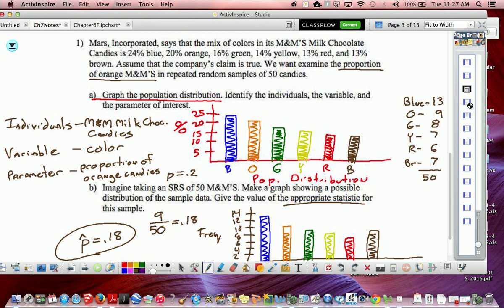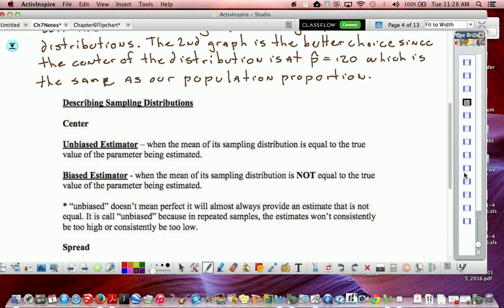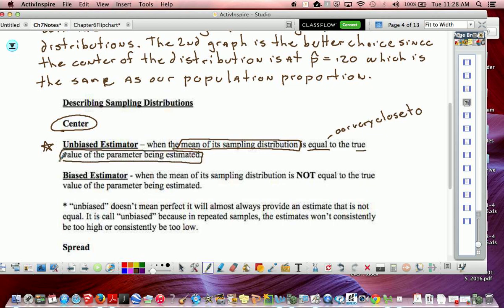So there are two things that will happen with sampling distributions that we want to understand from chapter 7. The first is this whole concept of the center. When we talk about sampling distributions, we look at the center. We hope that the center is what we call an unbiased estimator. It is unbiased when the mean of our sampling distribution, or the center, is equal, or very close to, the true value of the parameter that you're trying to estimate.